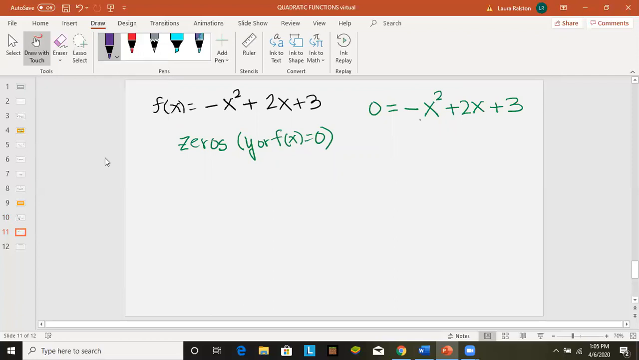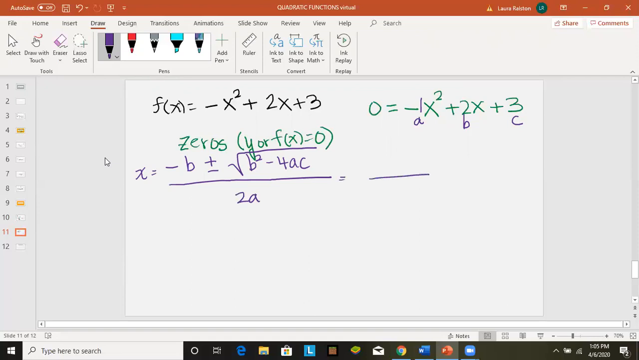Okay, so A is the understood -1, B is the 2, and C is 3. So using the quadratic formula, which is the opposite of B, plus or minus the square root of B squared minus 4AC, all over 2A. One of the biggest mistakes that students make is forgetting to put the entire numerator over the 2A. So please be careful with that.